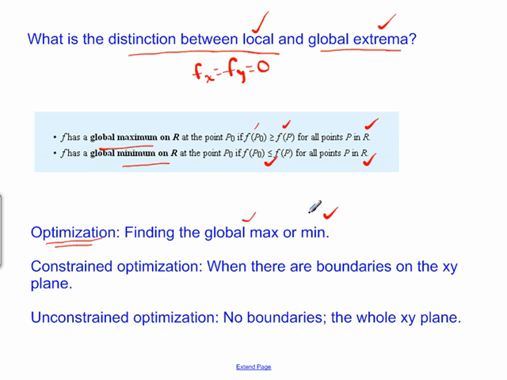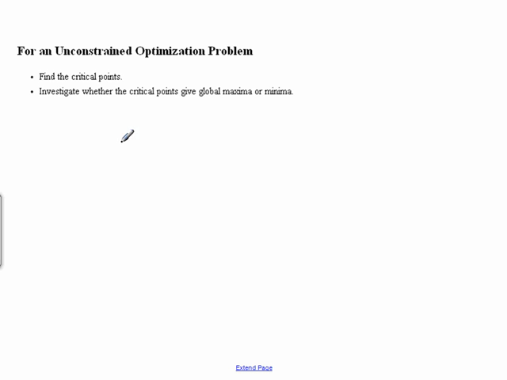And we're going to be looking at two different types of problems. The first type is called a constrained optimization problem, when there are boundaries that we need to consider. And the second case is called an unconstrained optimization, where there are no boundaries, so we can look at all values. So let's jump into a problem. For the unconstrained optimization problem, the first thing you do is find the critical points, and then we're going to investigate whether the critical points give global max or min.